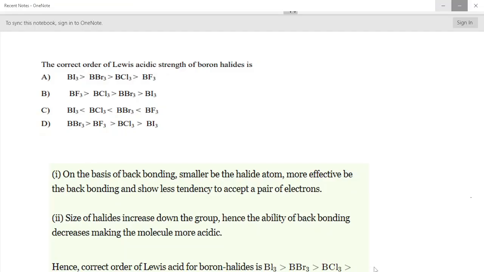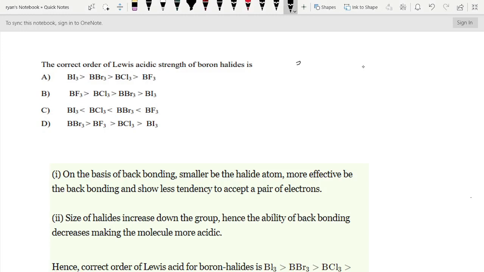This question was taken from the 2020 Kerala SET examination. Here the question is the correct order of Lewis acidic strength of boron halides. In the periodic table, the 17th group elements are known as the halogen family. Here the first element is fluorine, second is chlorine, third is bromine, and the fourth is iodine. As we all know, as we move down the group, the size of the atom increases.